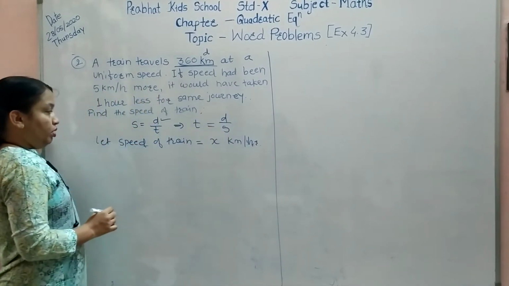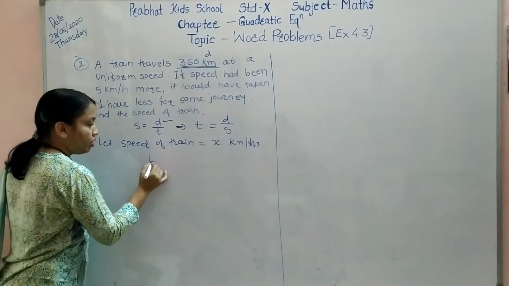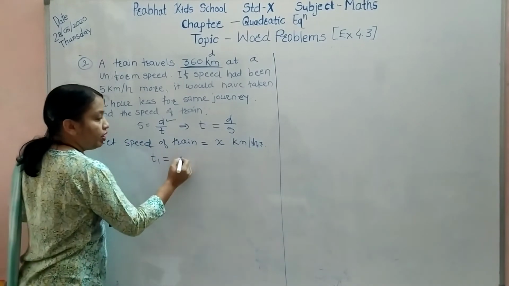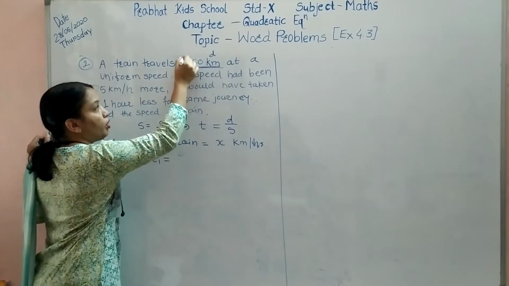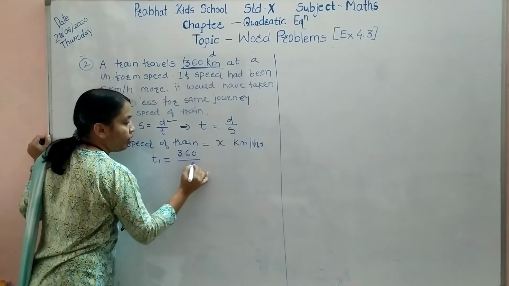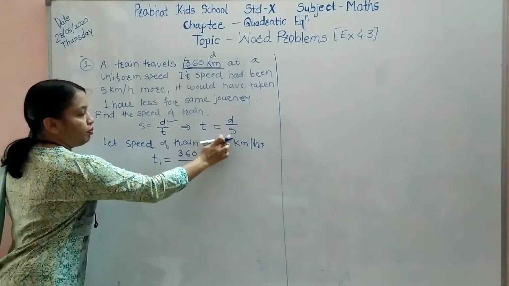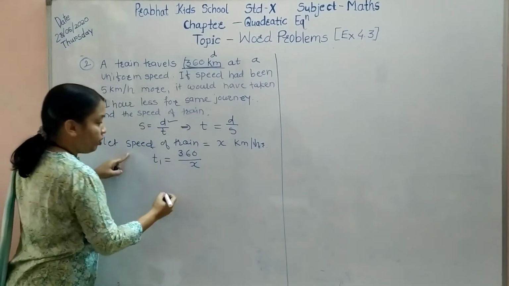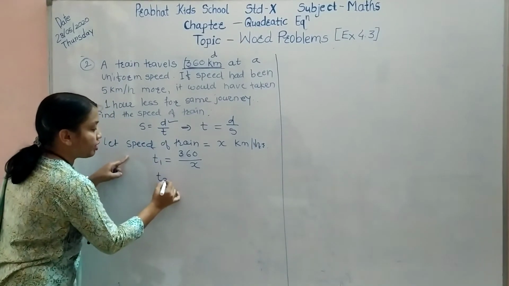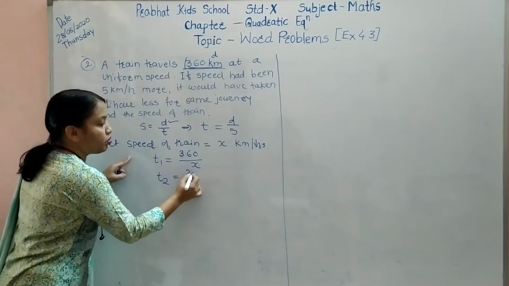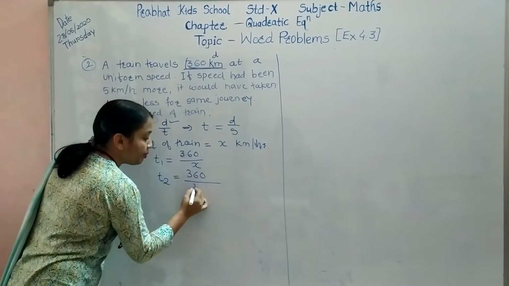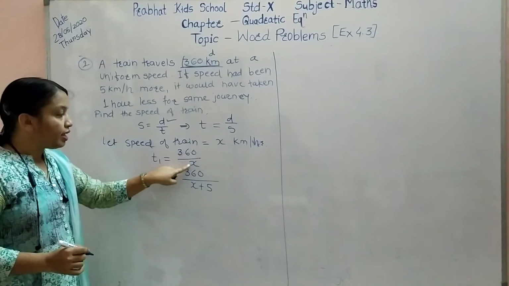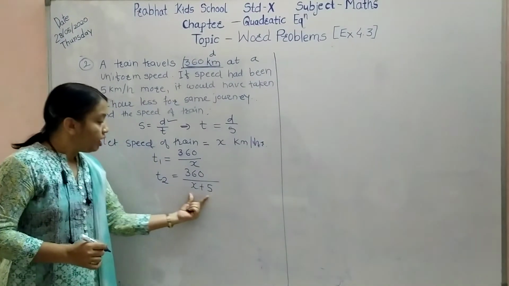Now, what is the time taken? For the first case, I am taking T1. T1 is equal to the distance you have to cover, that is 360 upon x. Distance upon speed. Now the speed is increased by 5 kilometers per hour, and the time taken in the next case we will take as t2. The same distance we have to cover, therefore 360, and now the speed is increased by 5. When the speed is x, time is t1. When the speed is increased, time is t2.